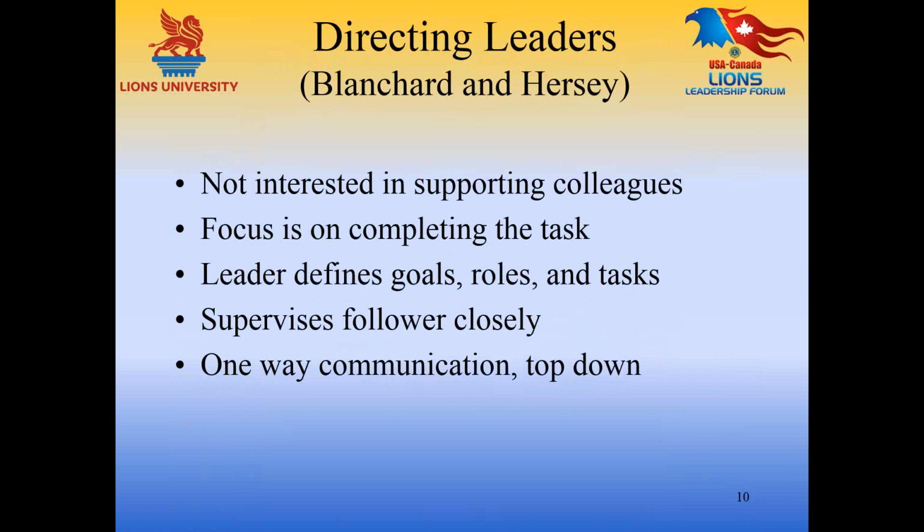A directing leader is not interested in supporting colleagues. The focus is on completing roles and tasks. They supervise by the leader, and the communication is one way, top down. In many ways, directing leadership is very similar to autocratic leadership.